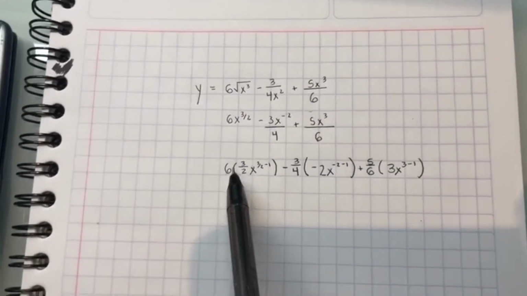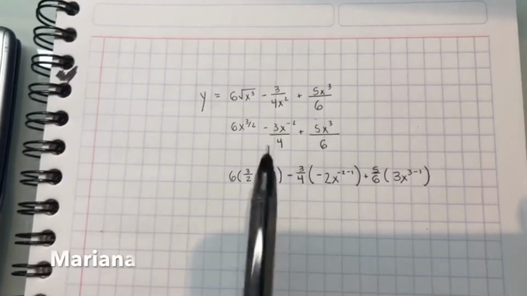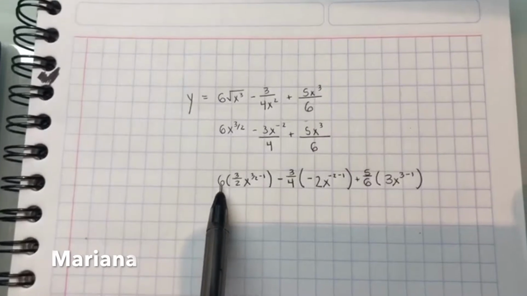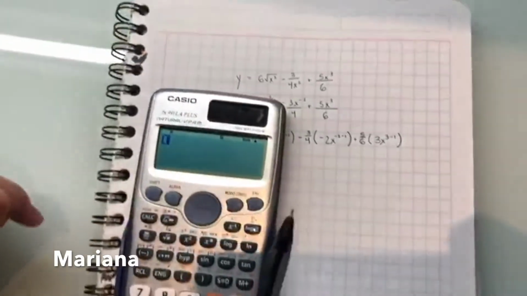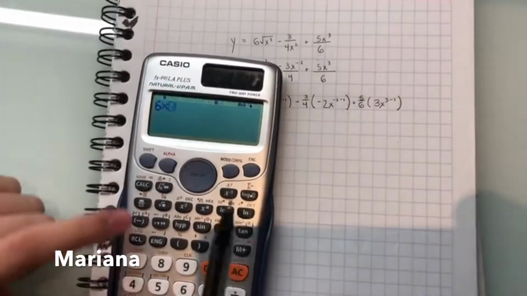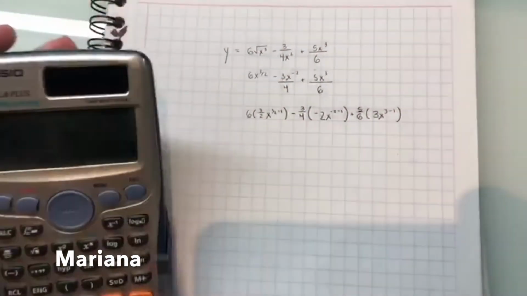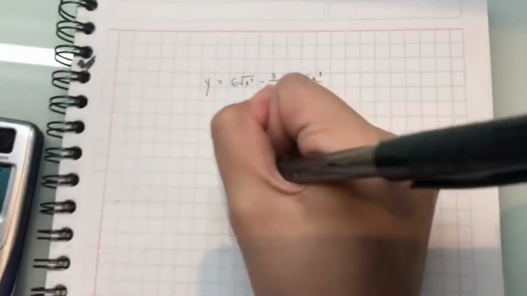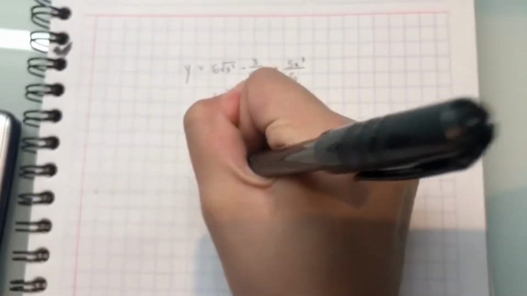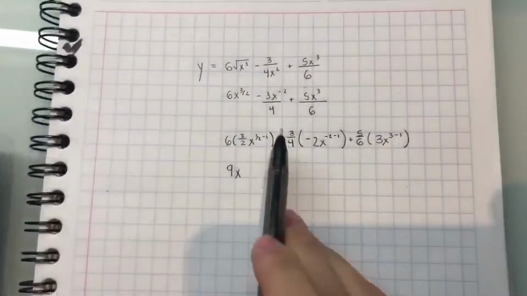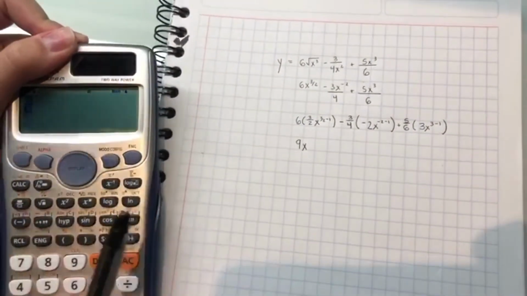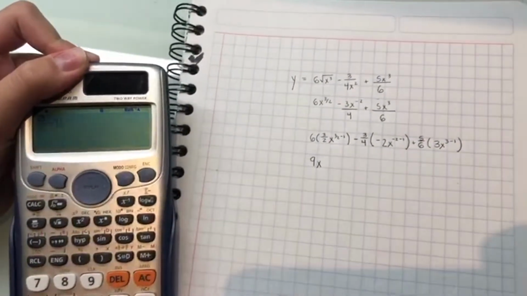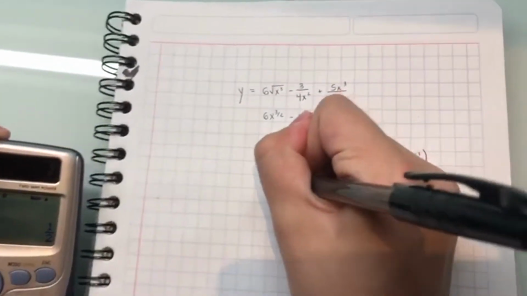Okay, so now we have to multiply each term. We're gonna start with 6 times 3 over 2, which is equal to 9, so it's 9x. Now we have to subtract: 3 over 2 minus 1 is equal to 1/2, so x to the 1/2.